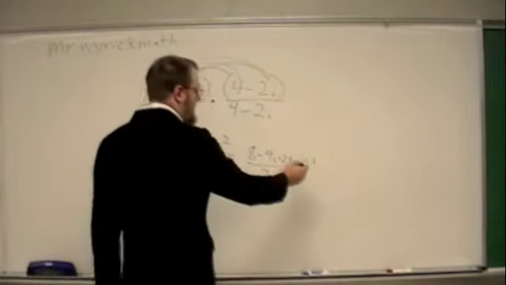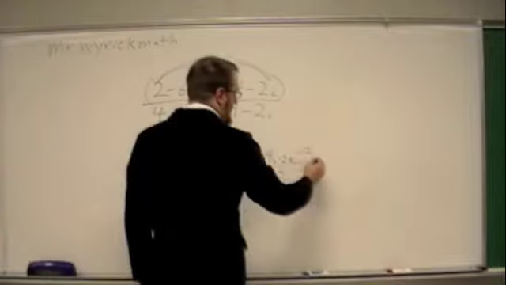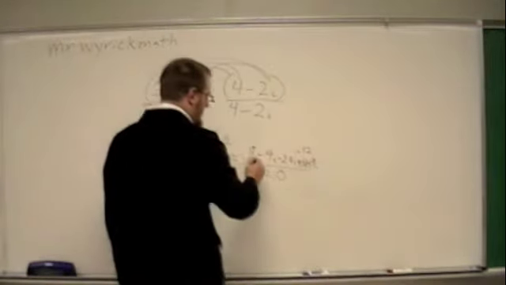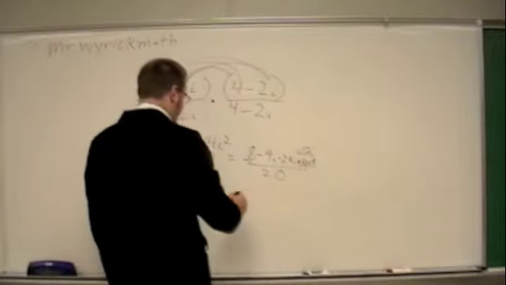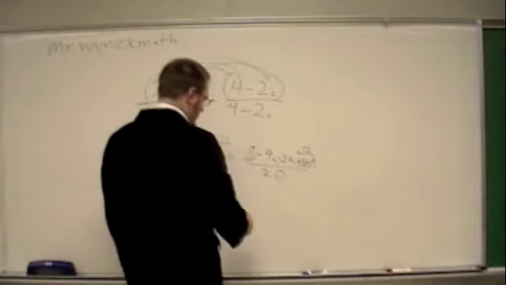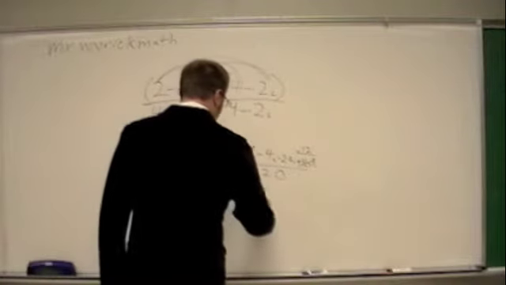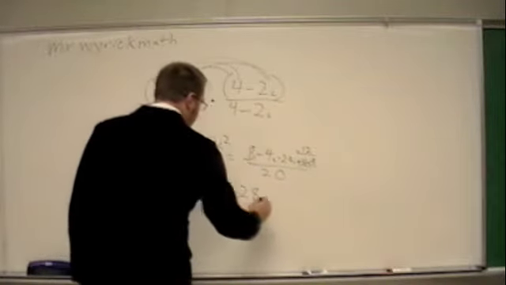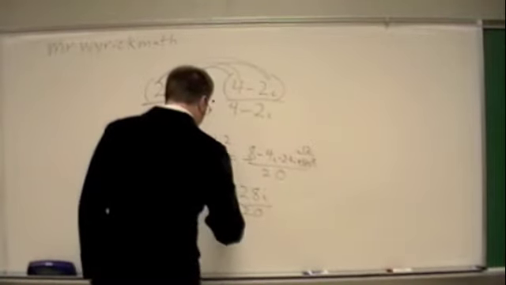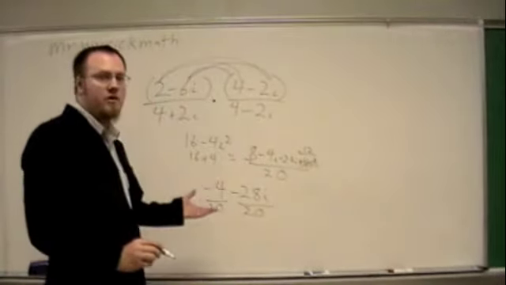Now the i squared is negative 1, so the negative 1 is multiplied by the 12, the number right next to it. So that makes this a negative 12 instead of 12i squared. Then I just start combining my like terms. 8 minus 12 is going to make that a negative 4, and negative 4i minus 24i is going to be a negative 28i.